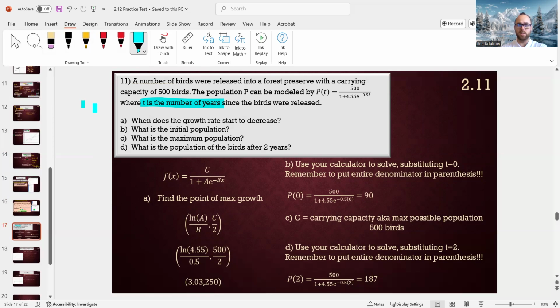start to decrease? Well, if you remember from our graph that looks like this, that is the point right in the middle, and we call that point the point of max growth. So if we find that point, we find the specific place where the growth rate starts to decrease. So how do we use it?